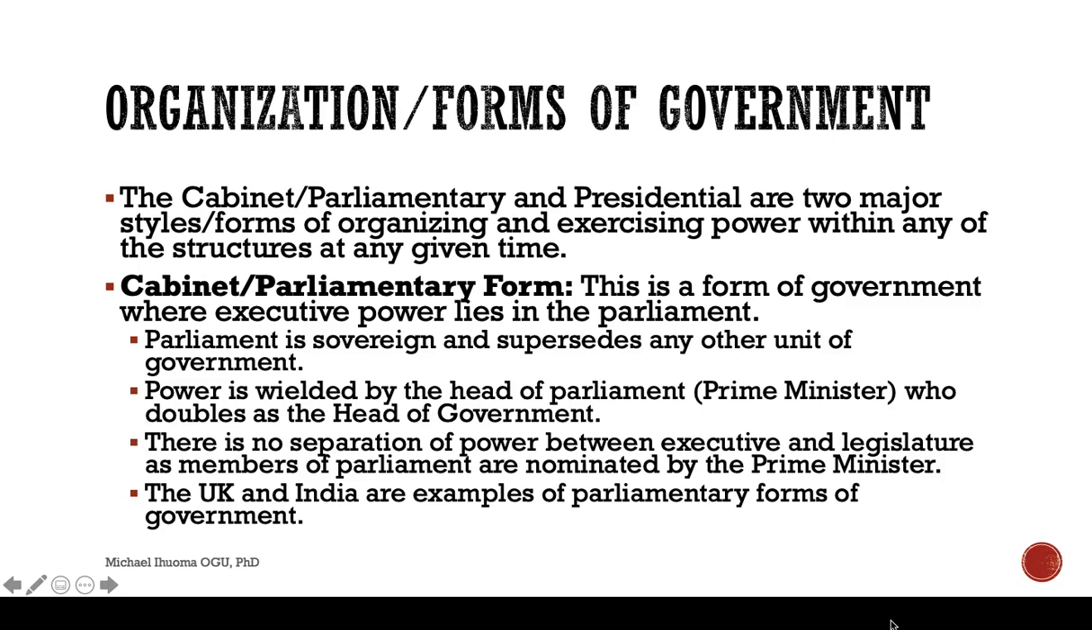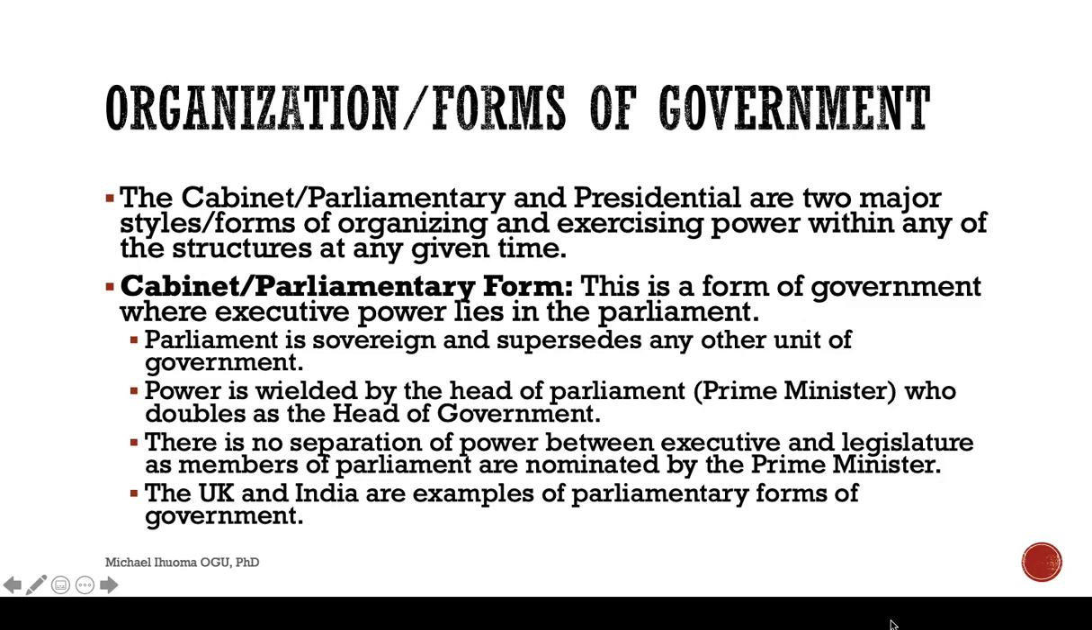Okay. So for instance, the Nigerian state adopts the federal structure and organizes governance using the presidential form or style of government. All right. So there are two major forms or styles of government within which governance is organized. So two major organizations of government, which are the presidential and the parliamentary.